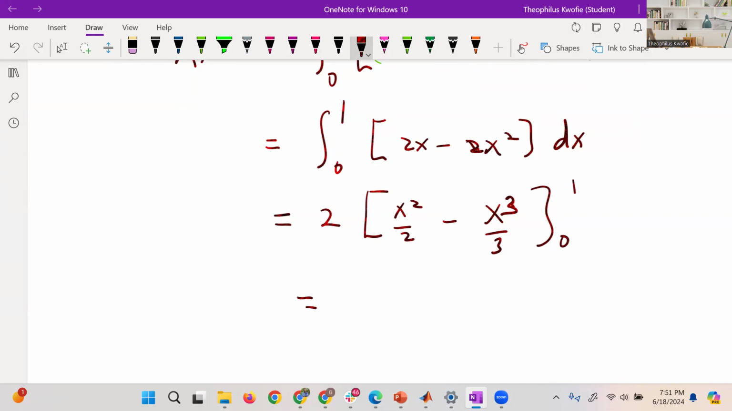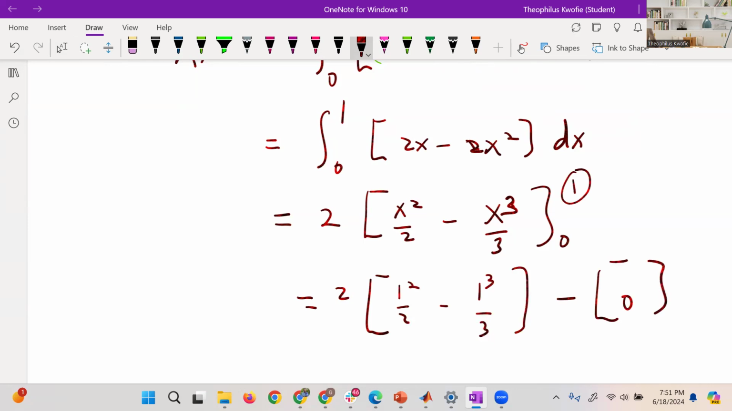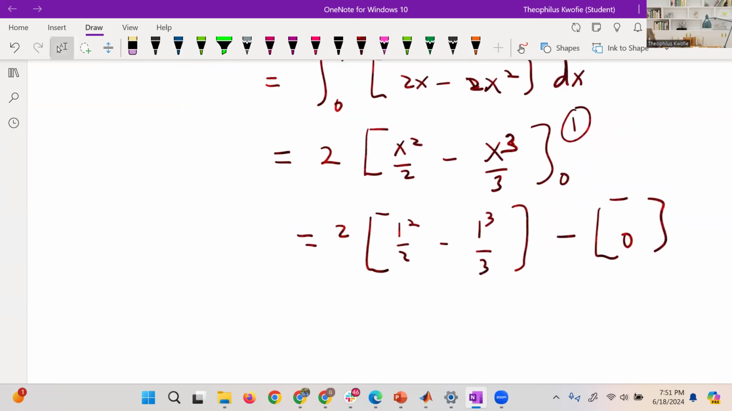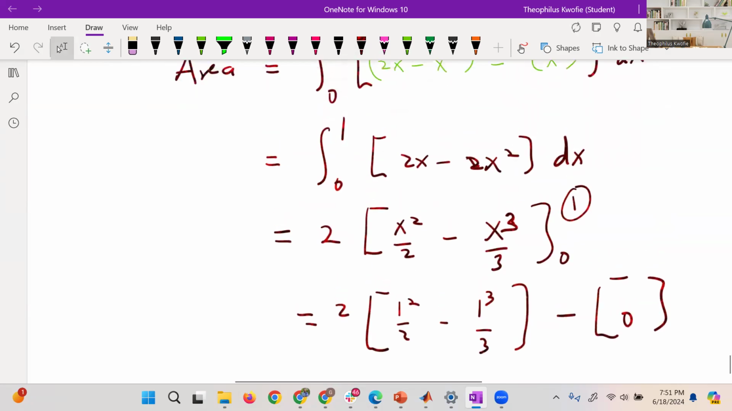At this point, I may not do that, but I've already explained what we can do. This is straightforward. First you plug in the upper limit, so we plug in 1, and that gives you 1 squared on 2 minus 1 cubed on 3. But remember, the other one will be 0 because of the x component there. We can simplify that and you get your result. That will be the area that is bounded by the graphs of these two parabolas.